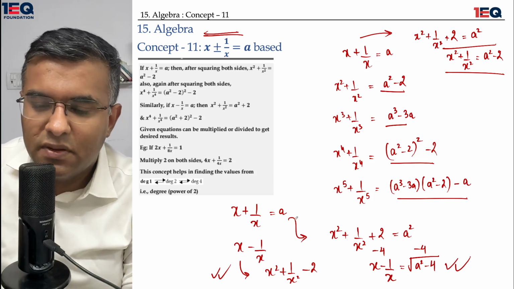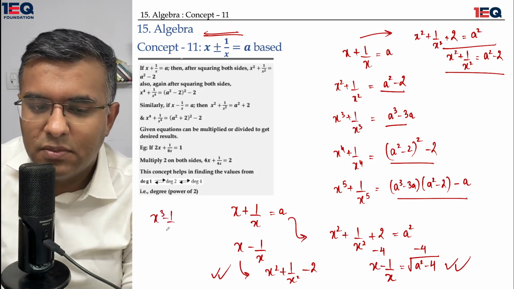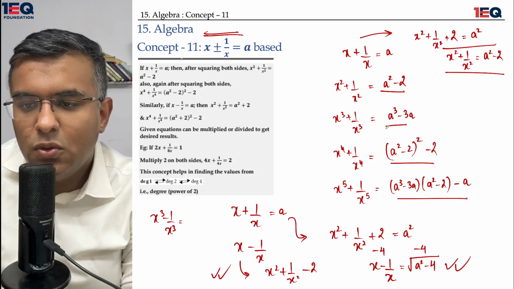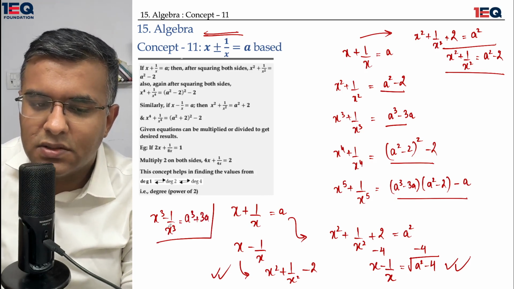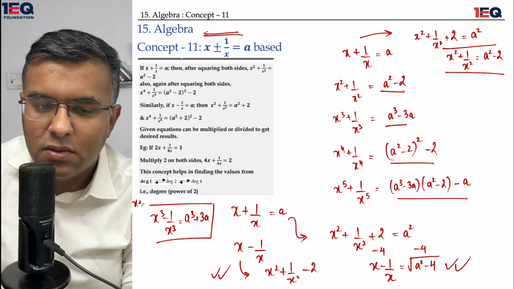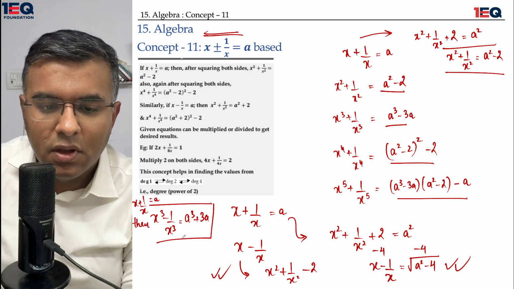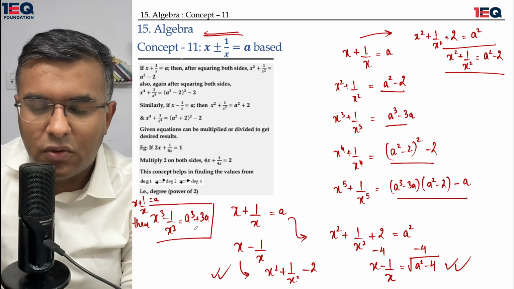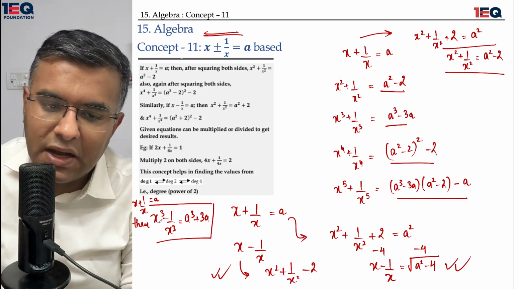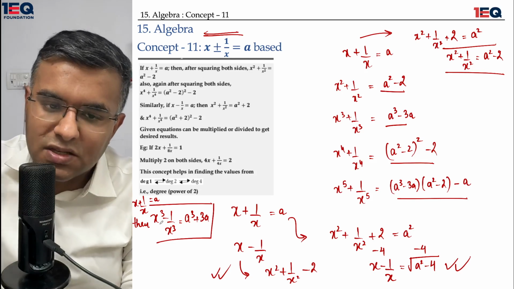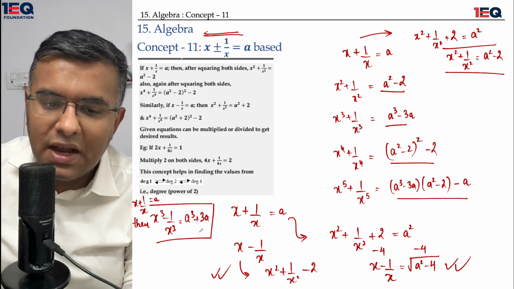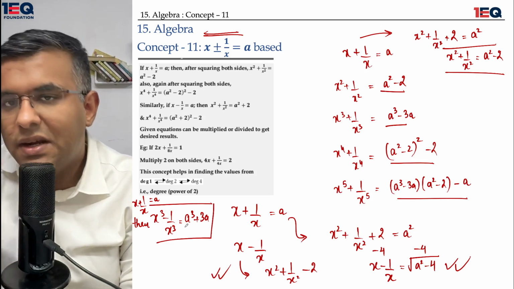Whenever you get x plus 1 by x is equal to a, and they ask you what is the value of x cube minus 1 by x cube, at that time you can flip the signs. You can say that a cube plus 3a would be my answer. If x plus 1 by x is equal to a, then whatever multiple or whatever x plus 1 by x forms you have, and they ask you something in the form of x minus 1 by x or x raised to the power n minus 1 upon x raised to the power n, at that time you can flip the sign and you can get the same answer.